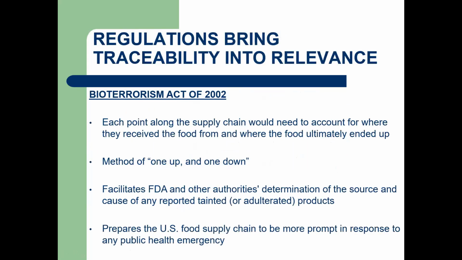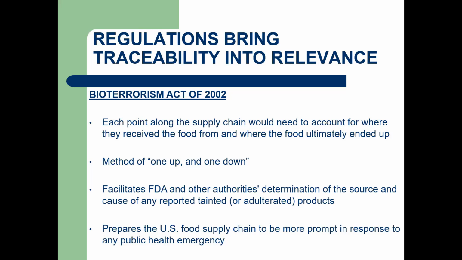So why is traceability relevant? The starting point is the Bioterrorism Act of 2002. Each point along the supply chain would need to account for where your food came from and where it's going. That one step up and one step down is essential. That's what the Bioterrorism Act of 2002 said. And determining the source and the cause of any reported adulteration, food fraud, and food defense things also somehow indirectly gets aligned with a profound traceability program.